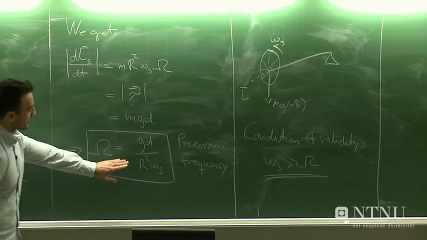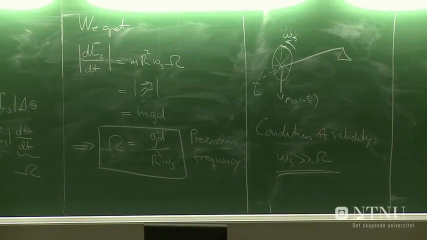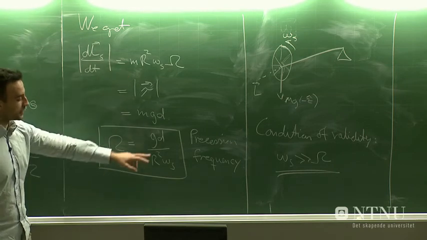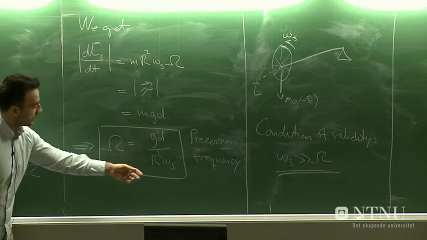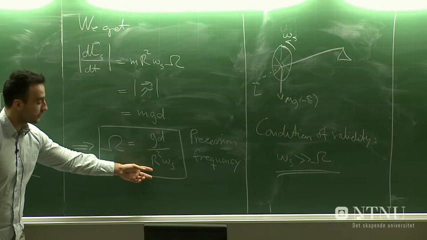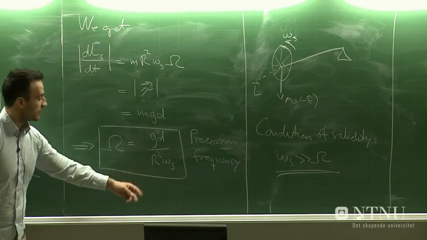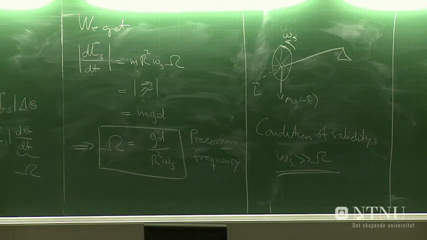And one thing to note about this equation is that it's actually independent of the mass of the wheel. The mass cancels here. So what matters is the length, or the distance to the suspension point, and the radius of the wheel, and its spin, of course, and the gravitational constant, but it's independent of the actual mass. So this should work just as well for light objects as heavy objects.